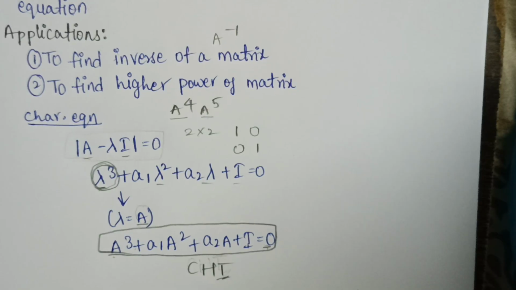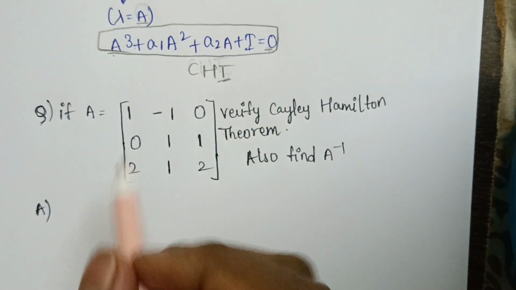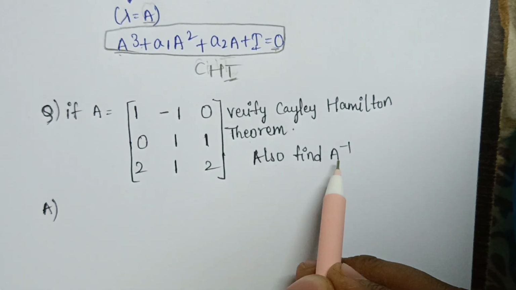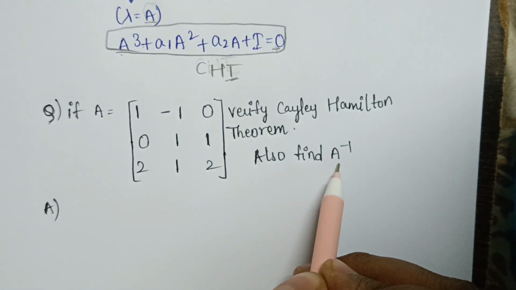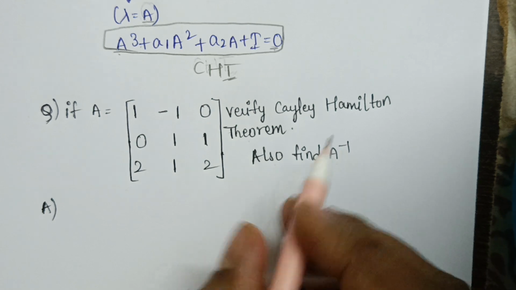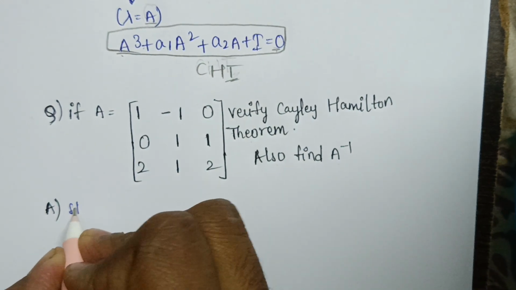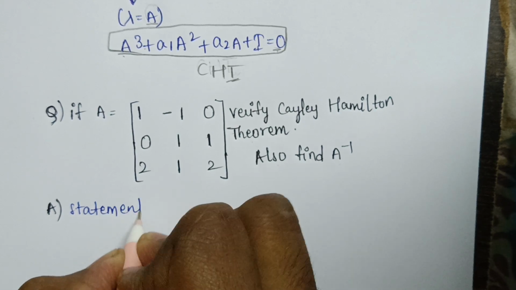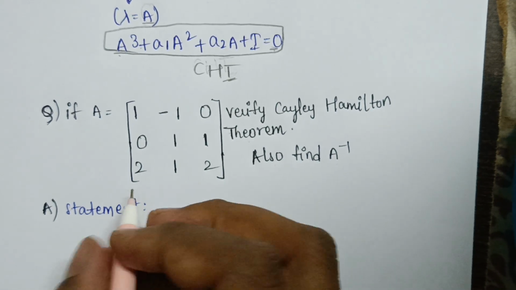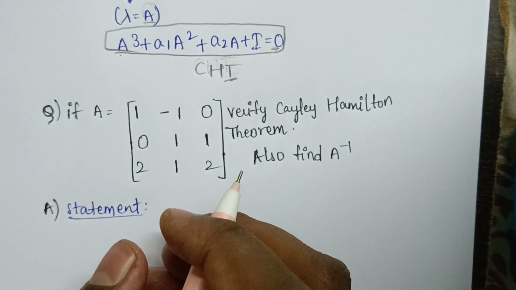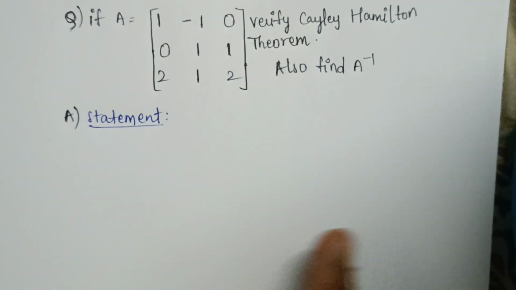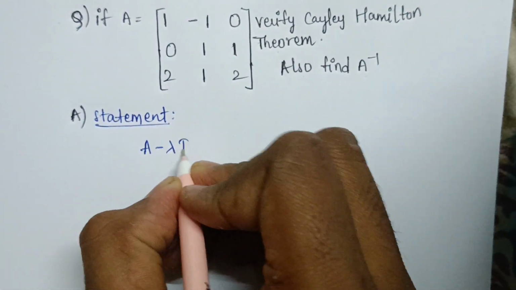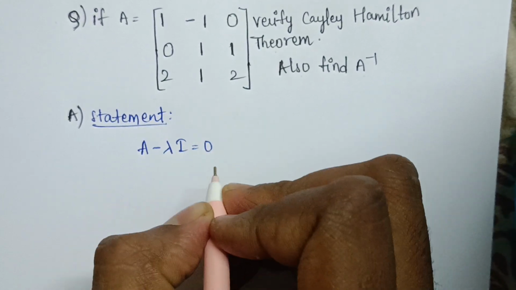So let us solve the first question. If A is a matrix, verify Cayley-Hamilton theorem, also find A inverse. So firstly, before solving the problem, from the exam point of view, you must mention the statement that every square matrix satisfies its characteristic equation. And next we should find the characteristic equation. A minus lambda I is equal to 0. This is our characteristic equation.